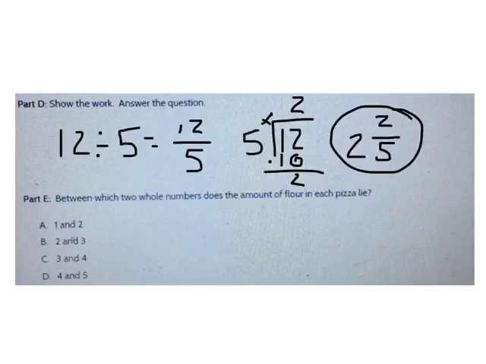Between which 2 whole numbers does 2 2/5 lie? Well, 2 2/5 is more than 2 but less than 3. So the correct answer is B.